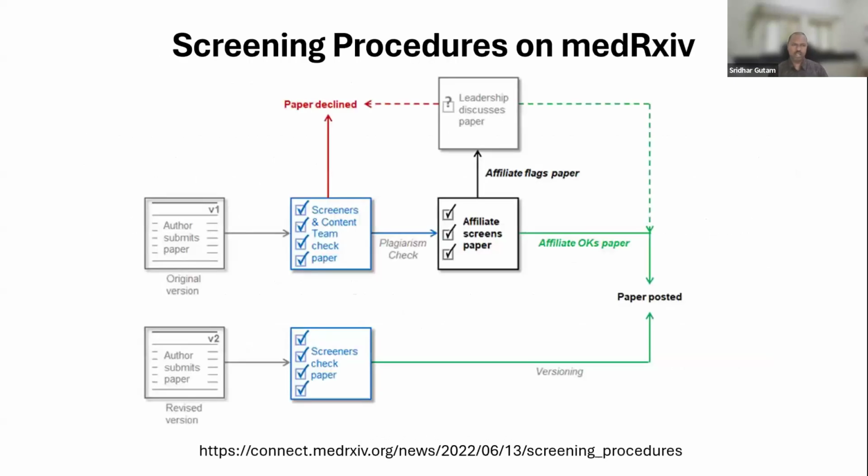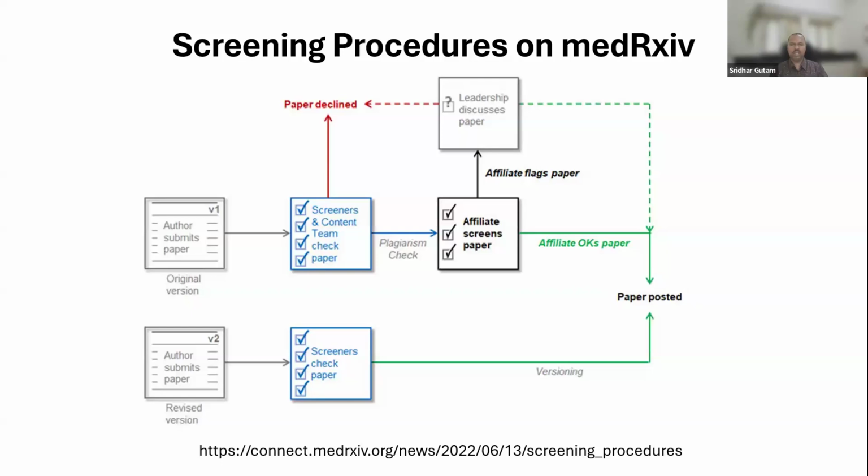This is the policy they describe on their website. The original version from an author gets submitted, and it gets screened for the content. If it does not go with the norms, it will be declined, so it will never be posted on medRxiv. If it goes through everything, there will be a plagiarism check and affiliate screening. If there is any issue, the leadership discusses, and then it gets posted or declined.